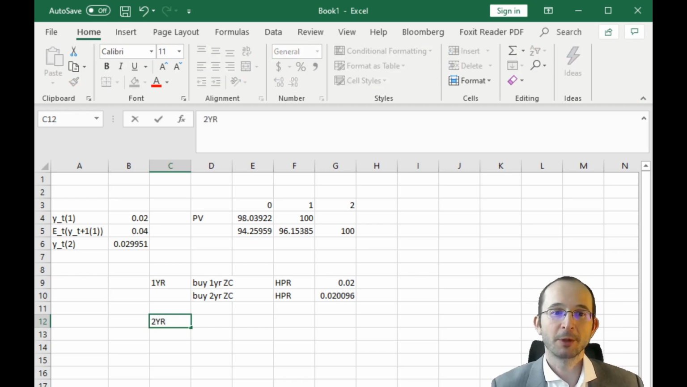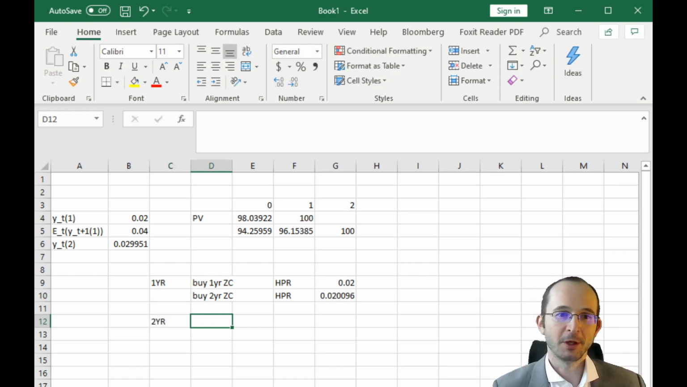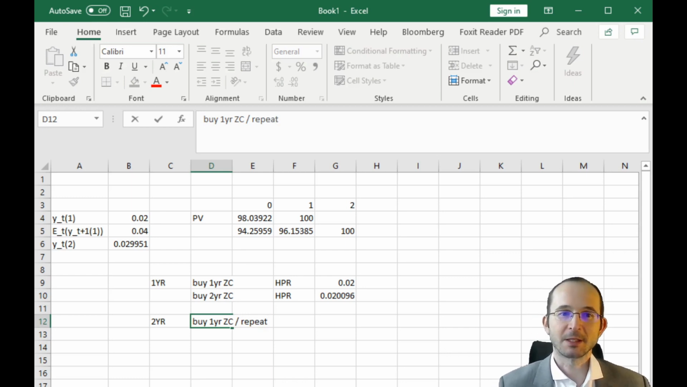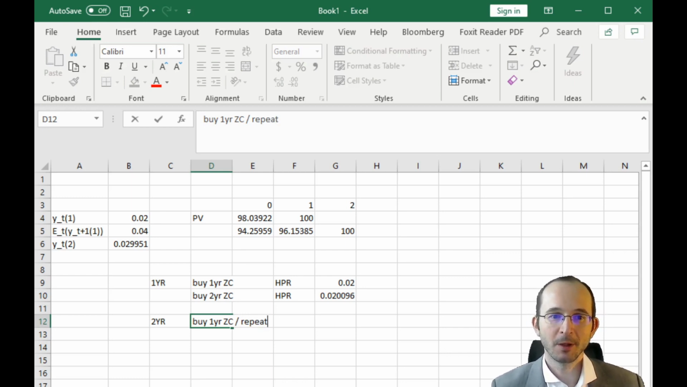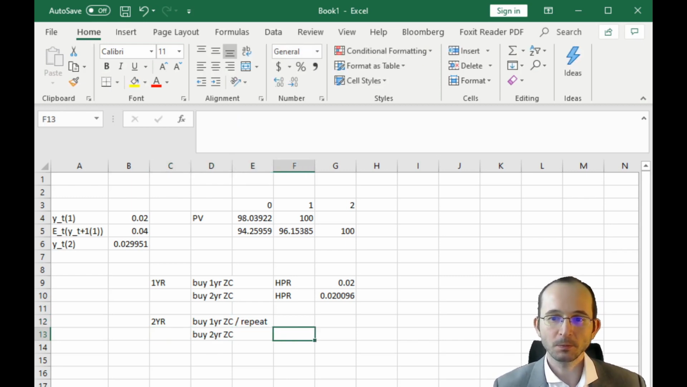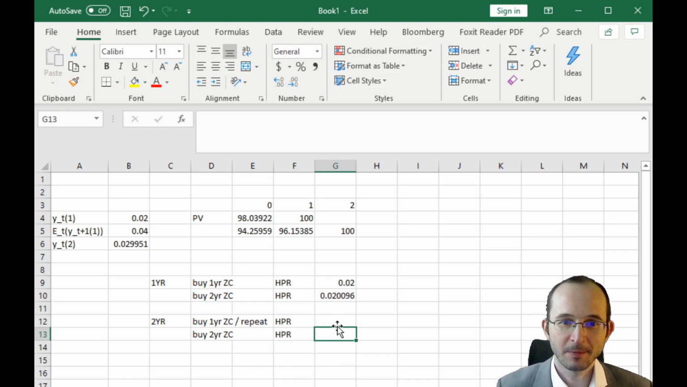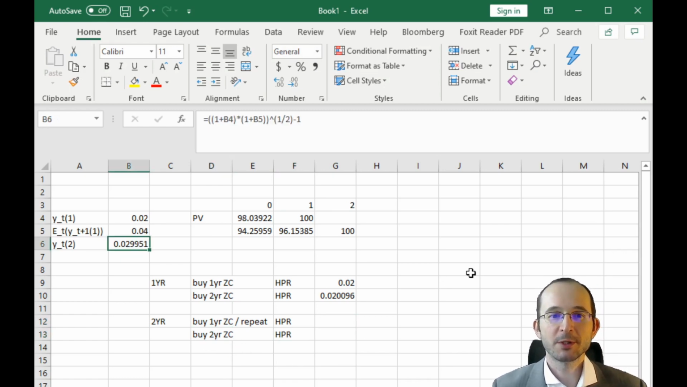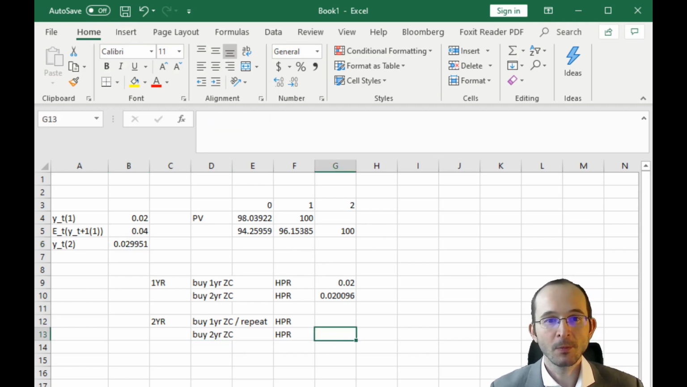But we're not done yet, because what about the 2-year investor? What they can do is they can buy the 1-year zero coupon and then repeat at this expected yield at the end of year 1. Or they can buy the 2-year zero coupon and hold to maturity. So what's their holding period return going to be in either case? Well, let's do the easy one first. If you buy a 2-year zero coupon with a 3% yield, what should you expect to be your holding period return?